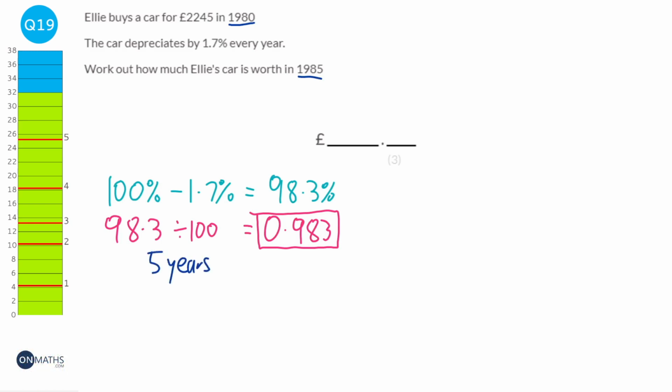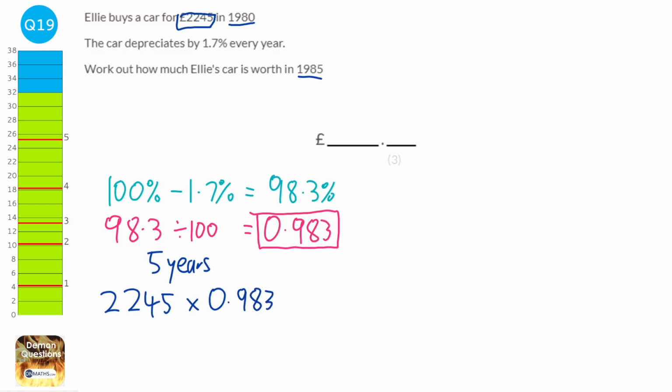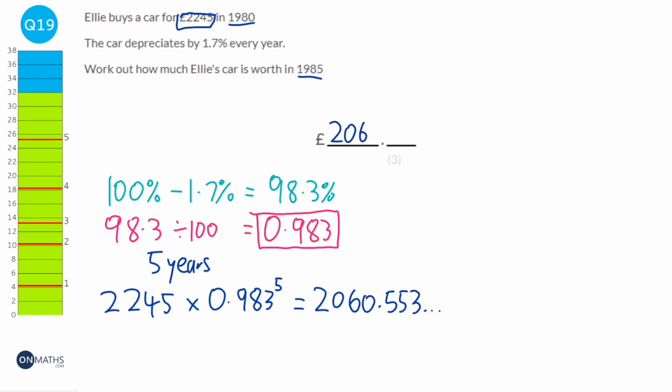And so what we do is we get the original amount, which was 2,245, and times it by the multiplier 5 times. Now, I can't be bothered on my calculator to times it by 0.983 5 times. So what you can do is you can do it to the power of 5, which basically means the same thing. And that gives us 2060.553. And when we round that, that would be £2,060 and 55 pence.